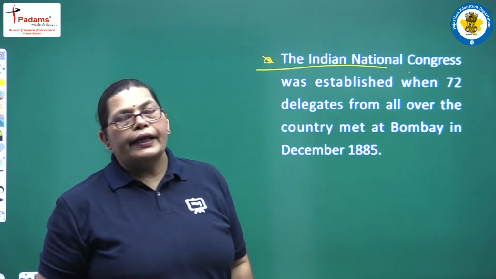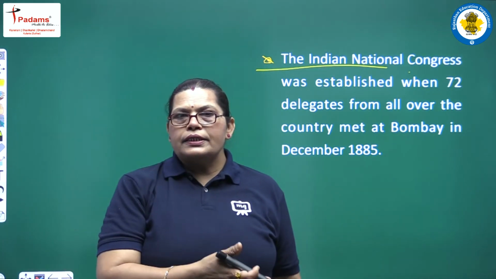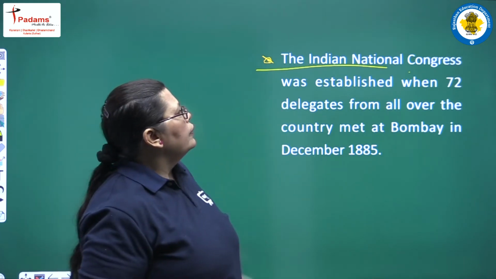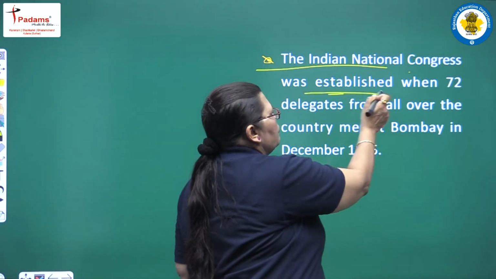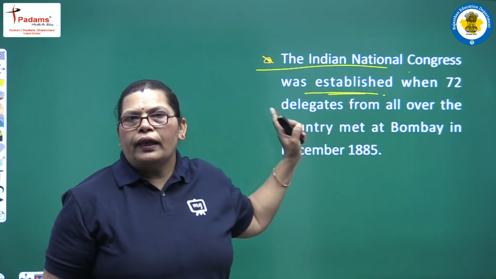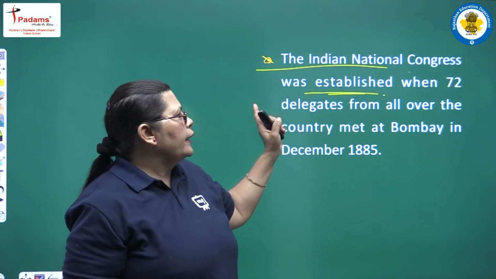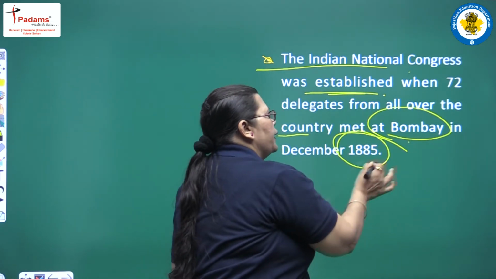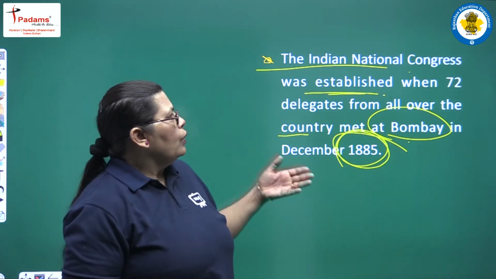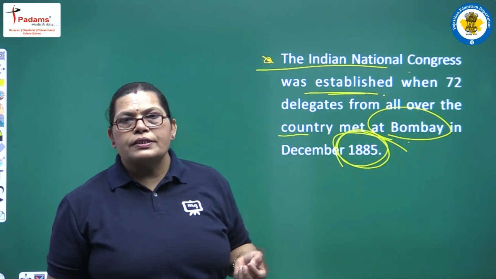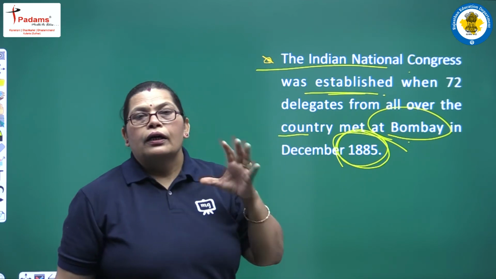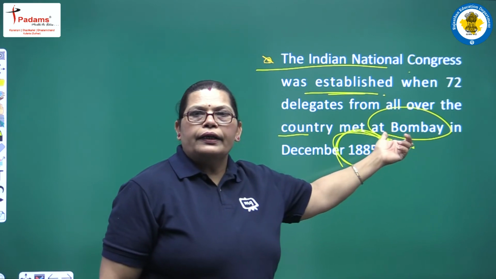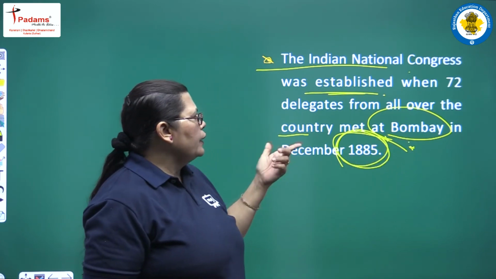See, the Indian National Congress. We had already discussed that many associations were formed at that time. The Indian National Congress was established when 72 delegates from all over the country met at Bombay in December 1885. See how the Indian National Congress came into existence.